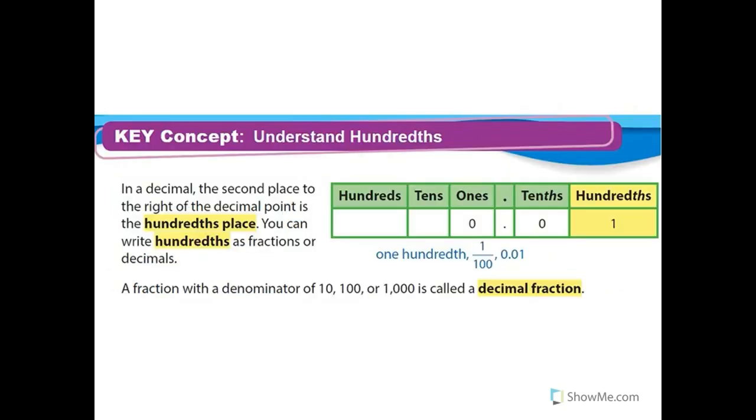So our key concept is understand hundredths. In a decimal, the second place to the right of the decimal point is the hundredths place. You can write hundredths as fractions or decimals. A fraction with a denominator of 10, 100, or 1000 is called a decimal fraction. A decimal fraction. That's one of the words that we need to know. Alright, so the second place to the right is the hundredths place. And a fraction with a denominator, remember the denominator is the bottom number, of 10, 100, or 1000 is called a decimal fraction.